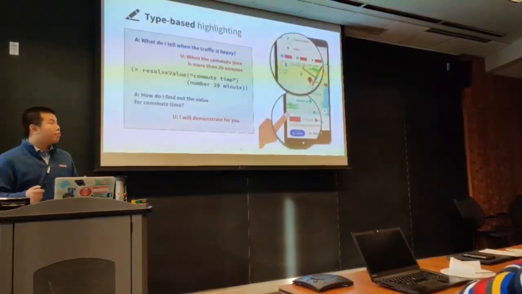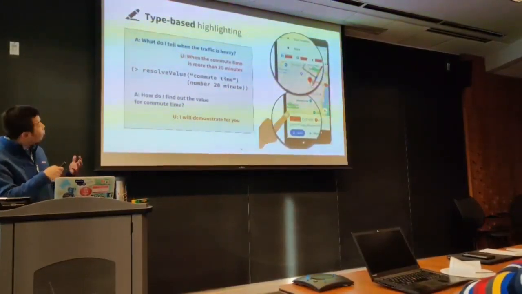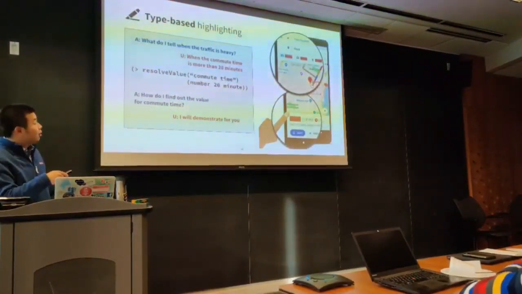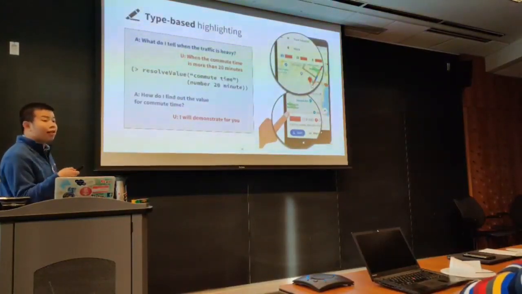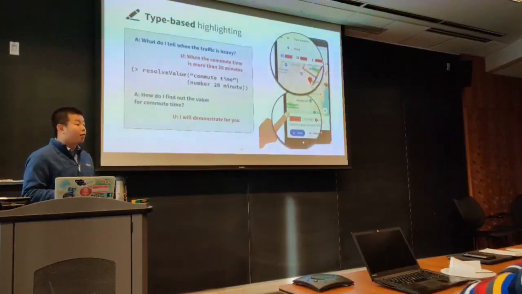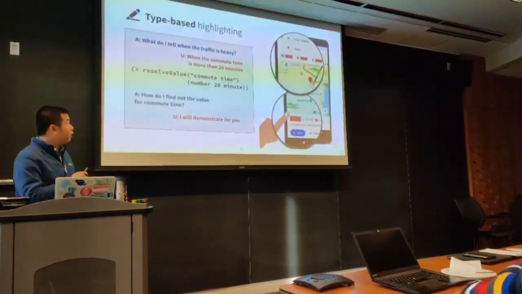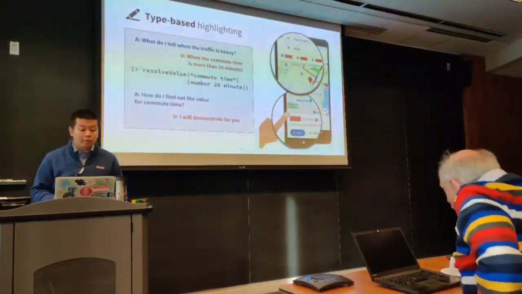Pumice uses type-based highlighting to help users demonstrate value queries. For example, at this step, although it doesn't really understand what compute time is, it knows that it should be something that's comparable to 20 minutes. Therefore, in the demonstration, it highlights all the time values on the interface to ensure that whatever the user selects can actually fit into this expression with a compatible data type.